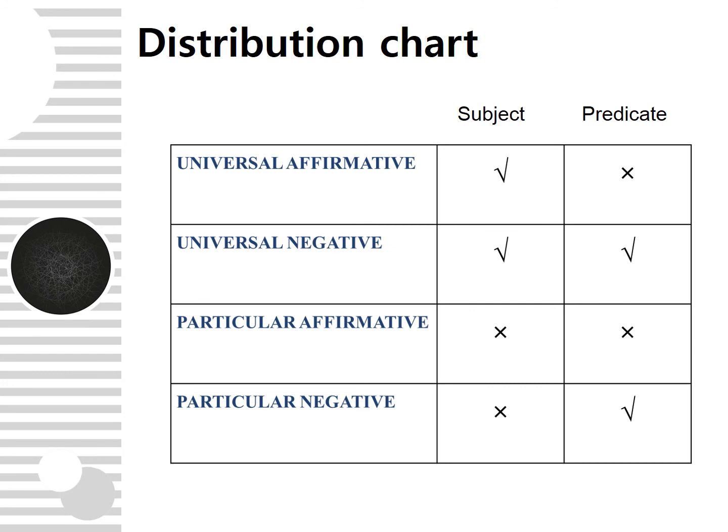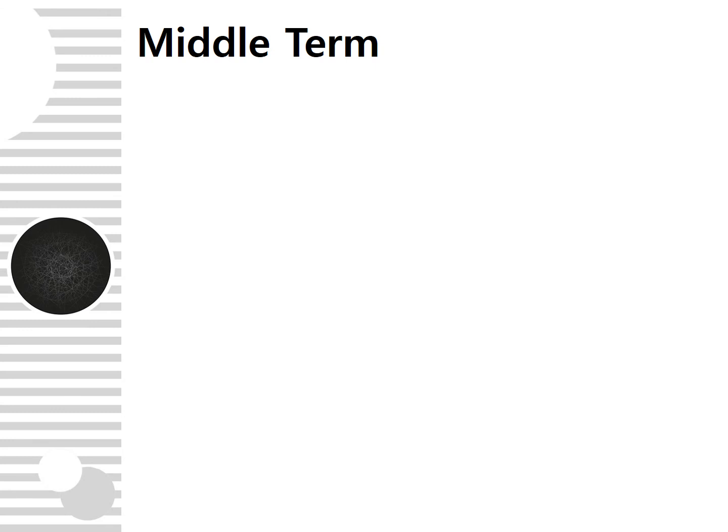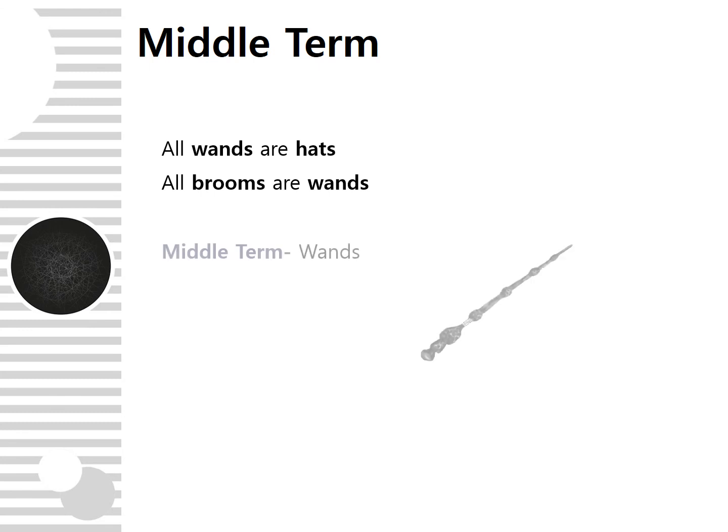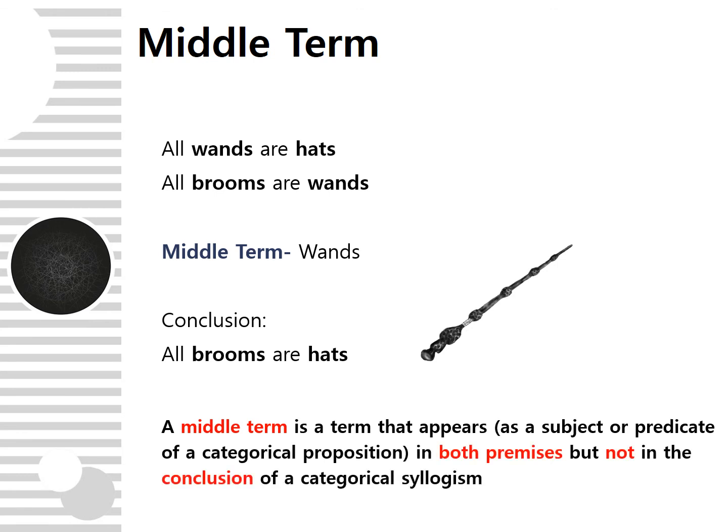Now that you have understood the four types of statements, let's have a look at an example of a syllogism question and also learn what a middle term is. The example is all wands are hats and all brooms are wands. Here, the middle term is a word which is in the subject or predicate position of a categorical proposition which is common in both premises. In this case, it is the term wand. The conclusion for this syllogism is all brooms are hats. So, a middle term can be defined as a term that appears in both premises but not in the conclusion of a categorical syllogism.